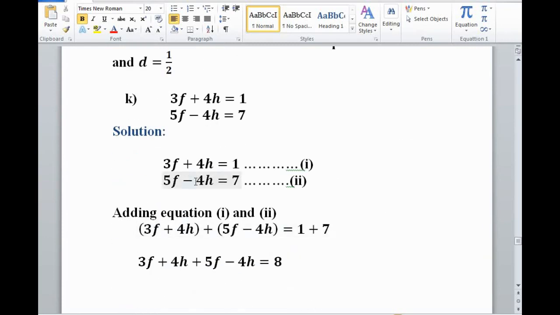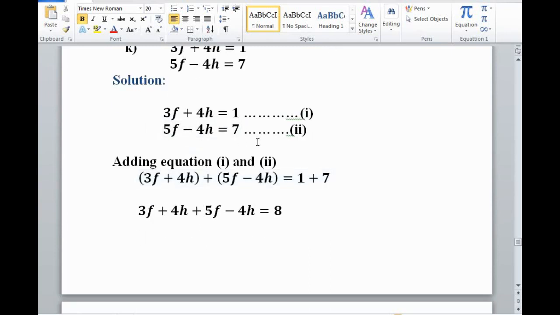Next question from this question number 1. Two linear equations. First, 3f plus 4h equals 1, and the second linear equation is 5f minus 4h equals 7. As you can see, we have two like terms with different signs, positive 4h and negative 4h. So let's add them to eliminate h from these two linear equations.